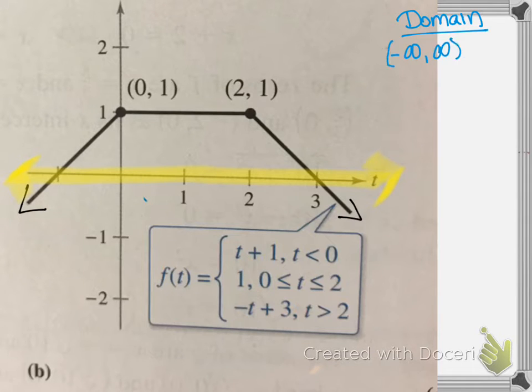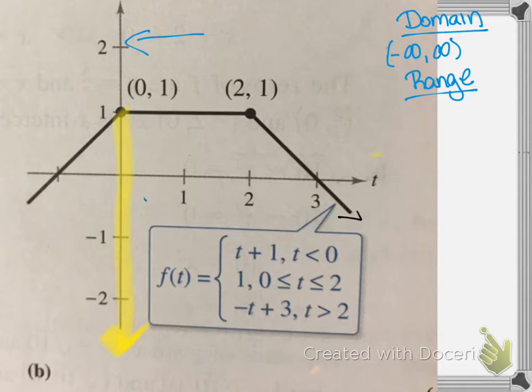Okay. Now, we haven't talked about range much. So now I want us to look at range. Range is my y values. Is there anything up here that my graph is dealing with? No. What is my highest y value? 1. The highest y value I deal with is 1. Okay? And is that 1 included?